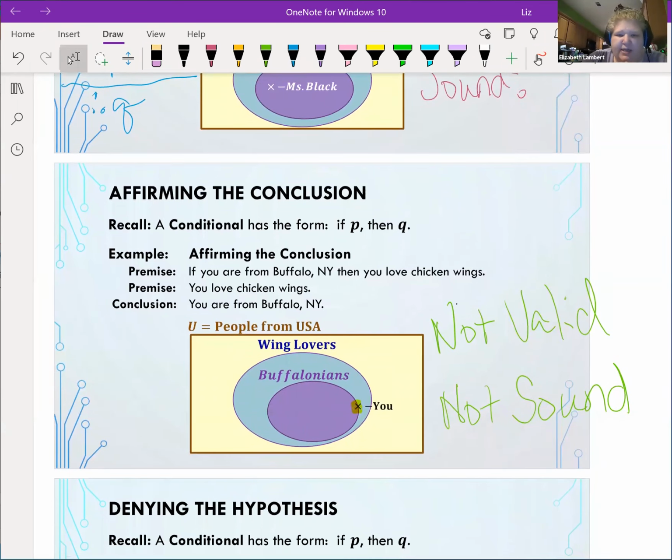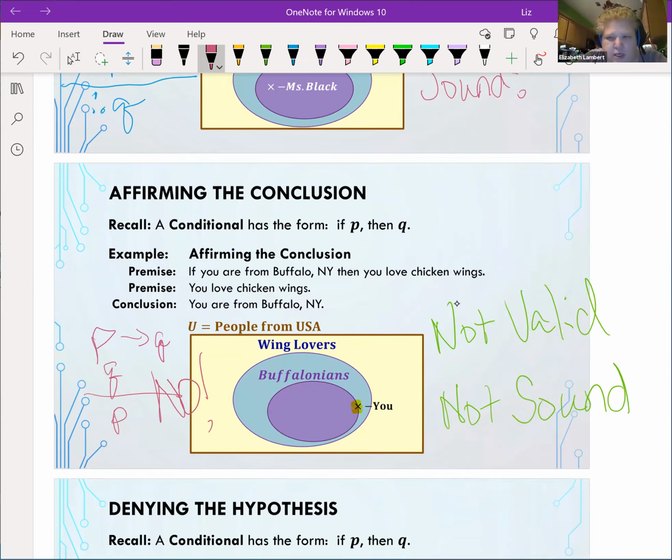Down here, what I'm trying to say is, let's go with red. So my same, if P then Q. I get that on all of them. But this one, I got the conclusion, Q, and they tried to say, therefore, P. No. Doesn't work that way.